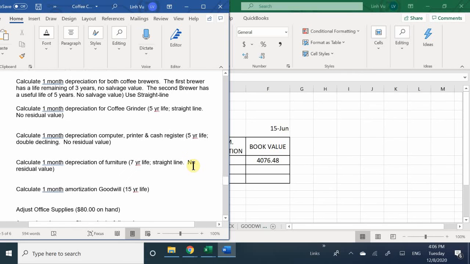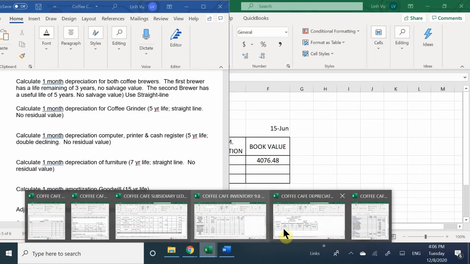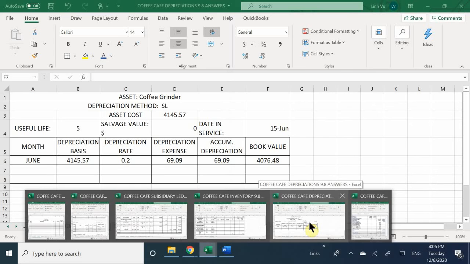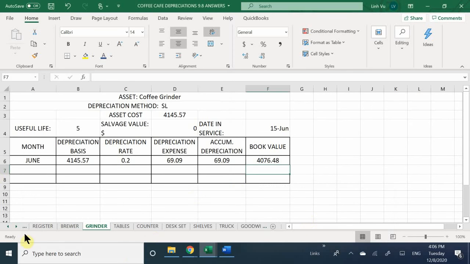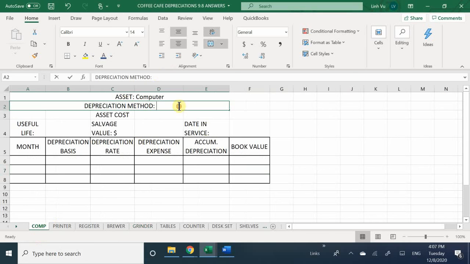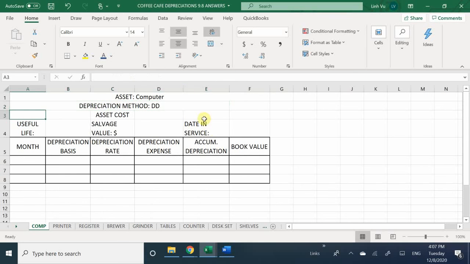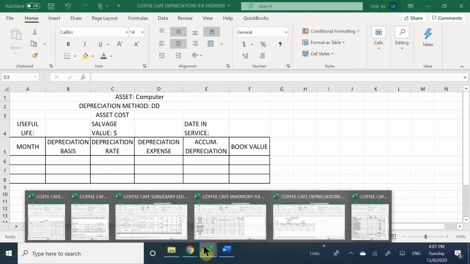Calculate 1 month depreciation, computer, printer, and cash register. 5-year life, double declining, no residual value. Okay. Double declining. All right. So let's go and find my items. So I have a computer. Computer is going to be double declining, DD for short. Okay. What is my computer? How much does my computer cost?